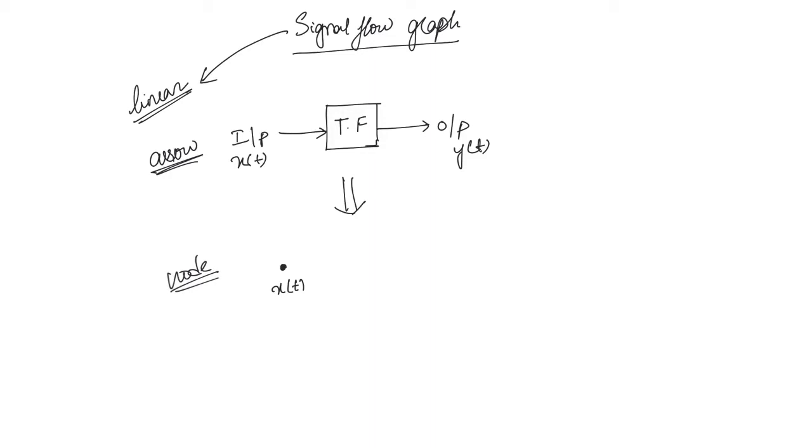Next, the next node is the output node, which is y of t. Now the branch that is connecting these two nodes is associated with a gain. That gain is nothing but the transfer function. That means a block in a block diagram is the same as the arrow or branch in the signal flow graph.